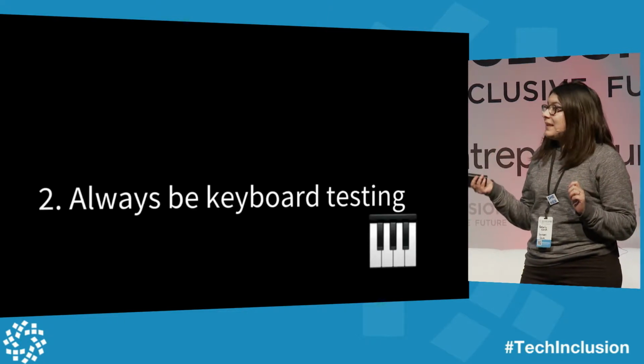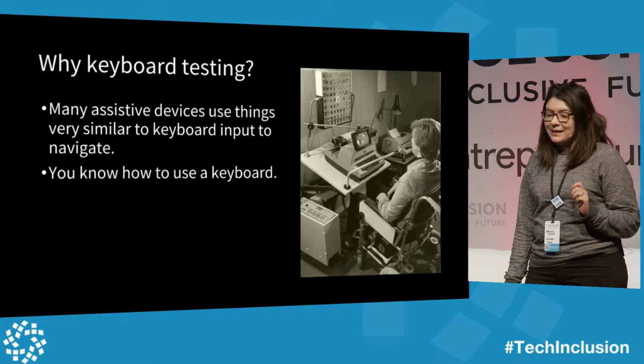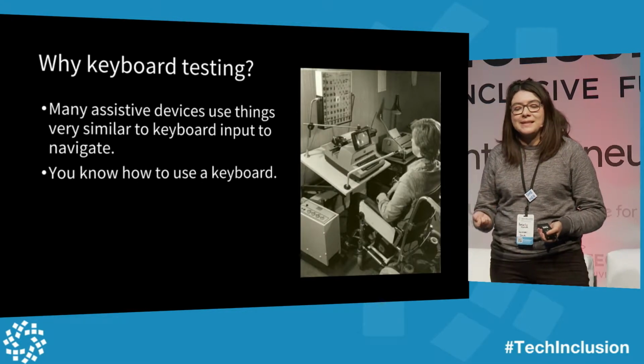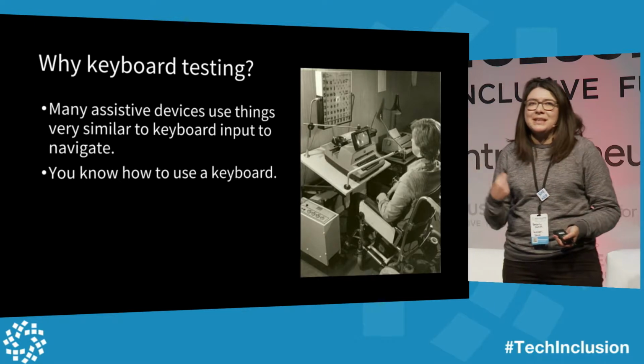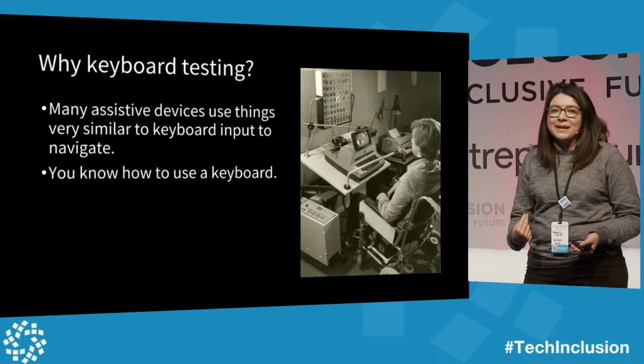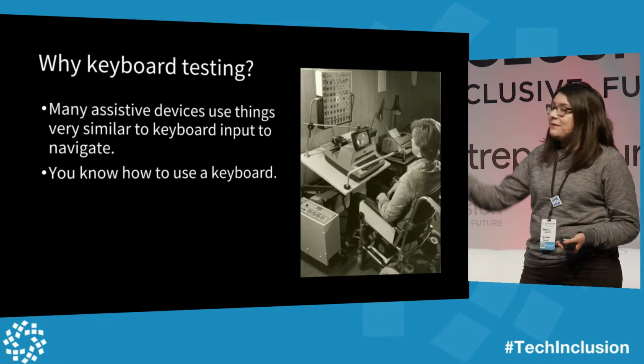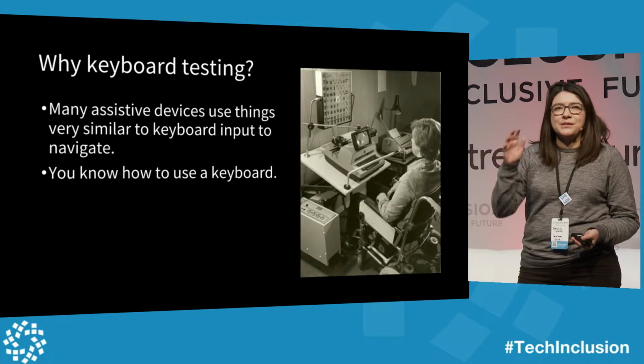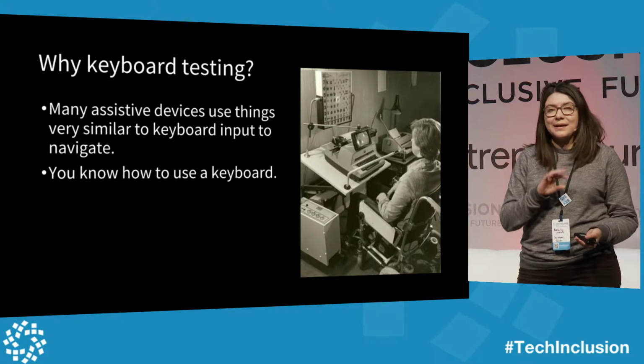And the other thing that you can do is always be keyboard testing. Keyboard testing is important because a lot of assistive devices out there use input that is very similar to keyboard input to navigate. So sip and puff devices, for instance, or switch devices use input very similar to tabbing forward and tabbing back.